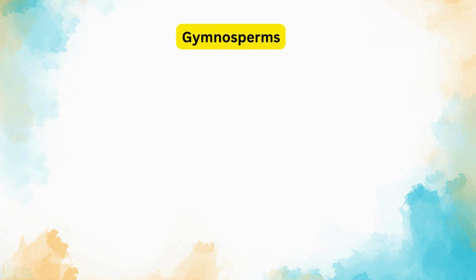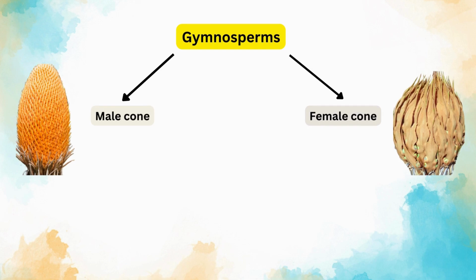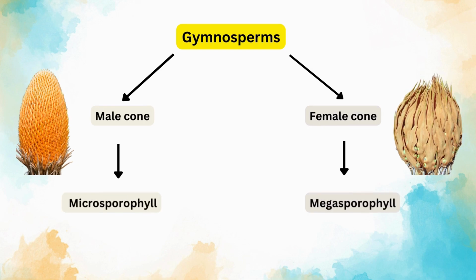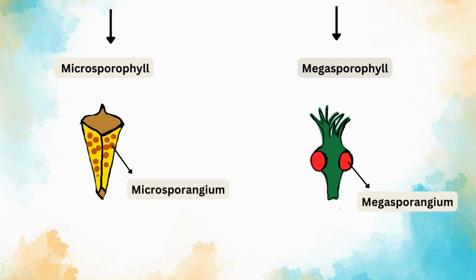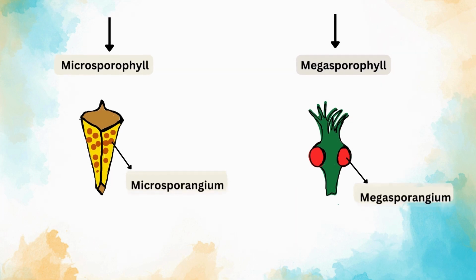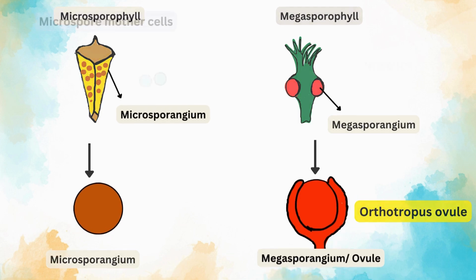Now let's begin with the life cycle of gymnosperm. In gymnosperm, there is a male cone and a female cone. Male cone will bear the microsporophyll and female cone will bear the megasporophyll. Microsporophyll will have the microsporangium and megasporophyll will have the megasporangium. In gymnosperm, the megasporangium is equivalent to ovule and ovule is orthotropous and it's unitegmic. That means it has only one integument.